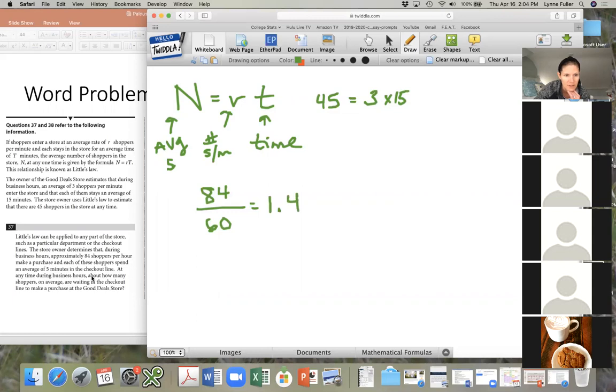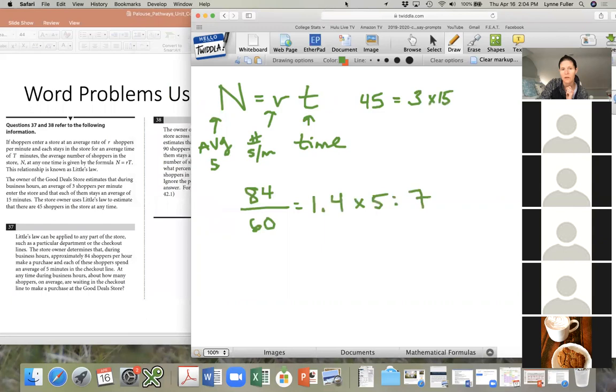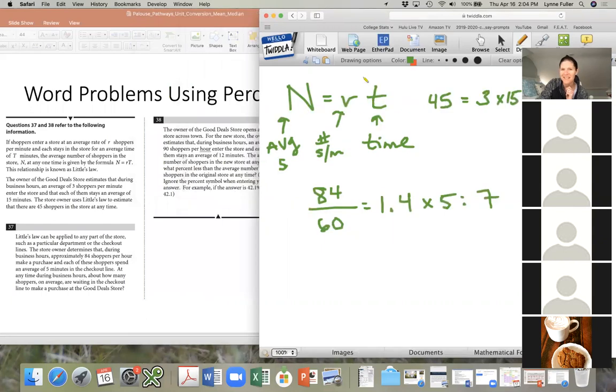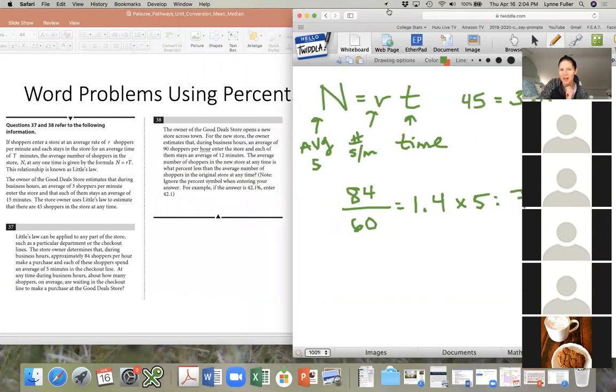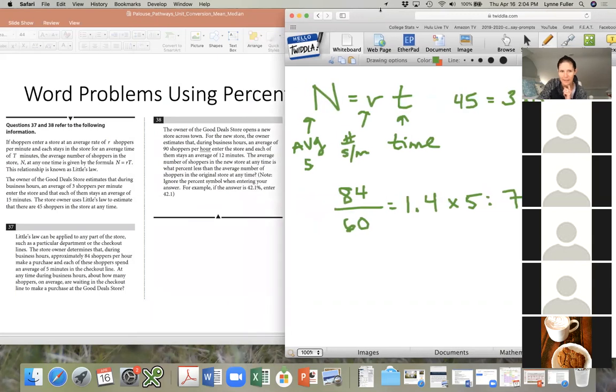And they spend an average of 5 minutes in the checkout line. So 1.4 times 5 means that you're going to have 7 shoppers. So at any time during business hours, about how many shoppers on average are waiting in the checkout line? It would be 7. So it's that unit conversion that we had to do in the beginning that's really important for us. You can notice that this is a little like distance equals rate times time. It's the same kind of concept that they're trying to apply here.